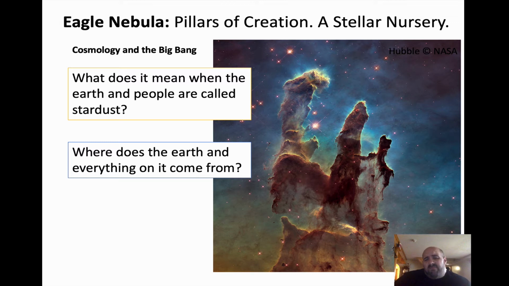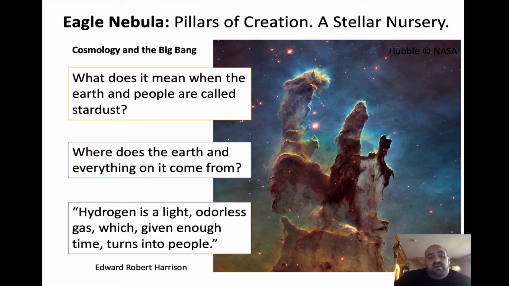This is an amazing question that we can actually answer today, which is remarkable. We know the history of the Earth, the 4.6 billion year old Earth. And here's a quote I really enjoy. Hydrogen is a light, odorless gas, which given enough time, turns into people. So we're going to talk about what that means, and hopefully by the end of this 5 video series, you can actually explain that quote to me.